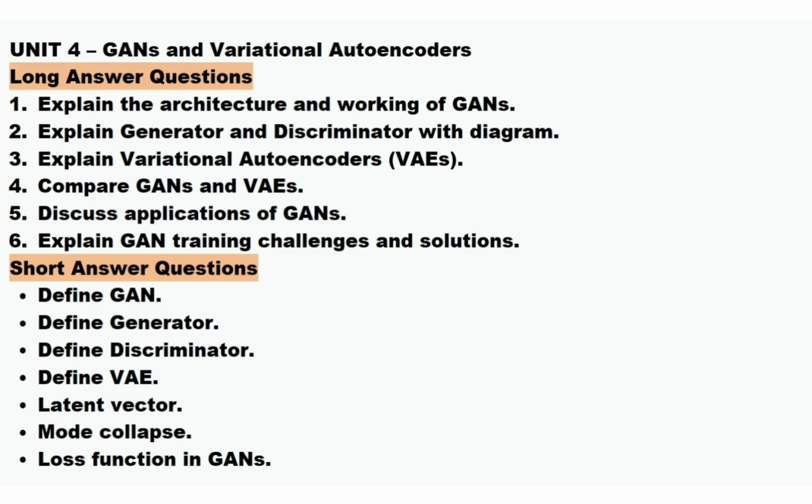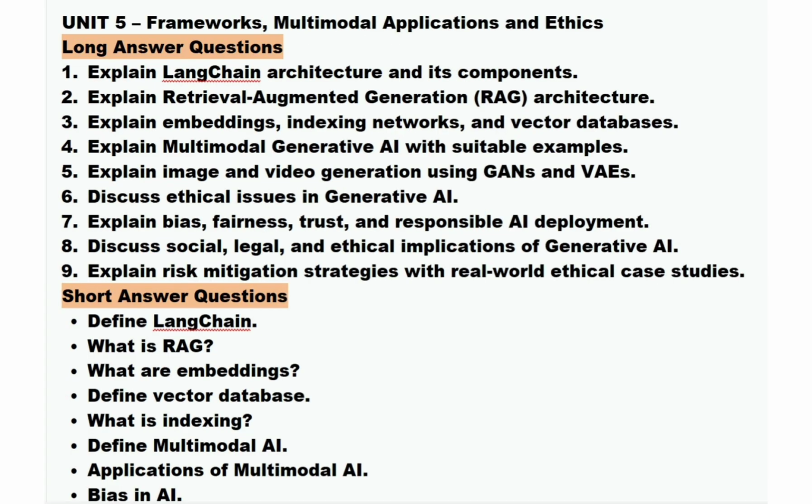Moving to the short answer questions, define GAN, define generator, define discriminator, define VAE, latent vector, mode collapse, loss function in GANs. Okay. Now came to unit 5, long answer questions. Explain LangChain architecture and its components.